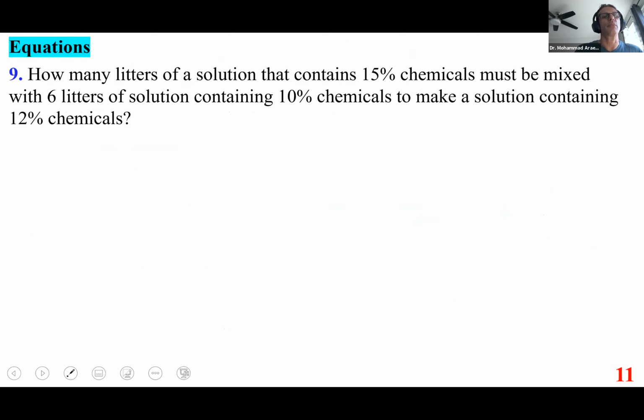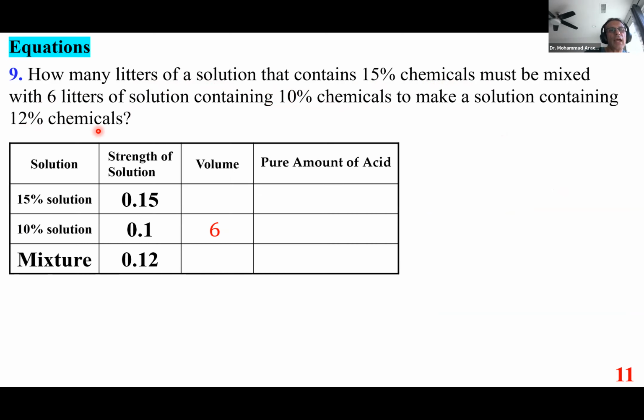Here's another mixture problem. How many liters of a solution that contains 15% chemicals must be mixed with 6 liters of solution containing 10% chemicals to make a solution containing 12% chemicals? So why don't we make up the same type of table? So we have a 15% solution, 10% or 0.1, and the mixture must be 12%.